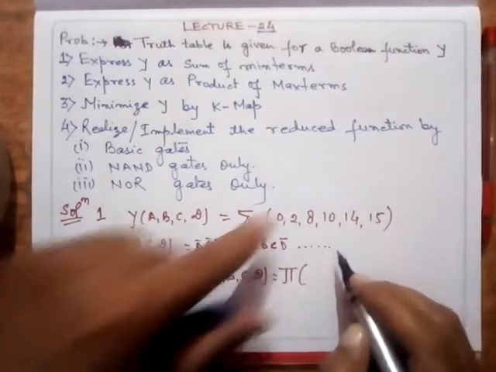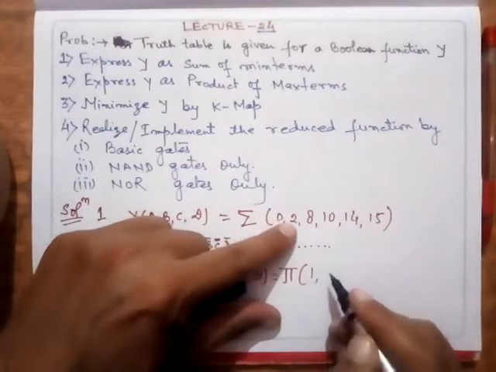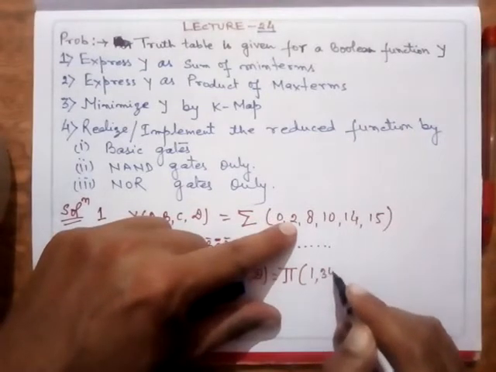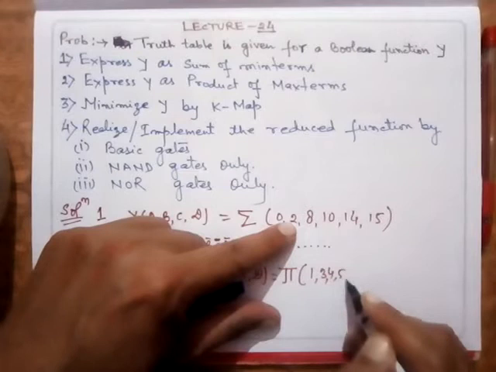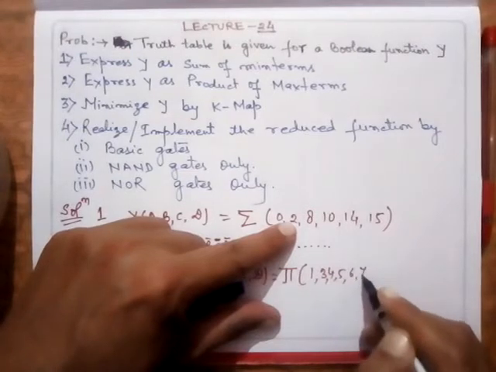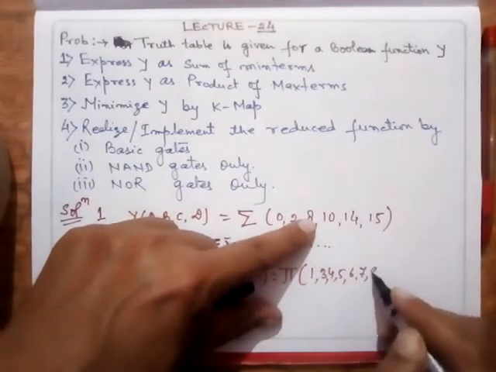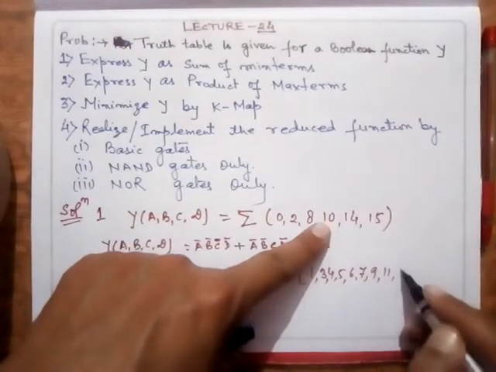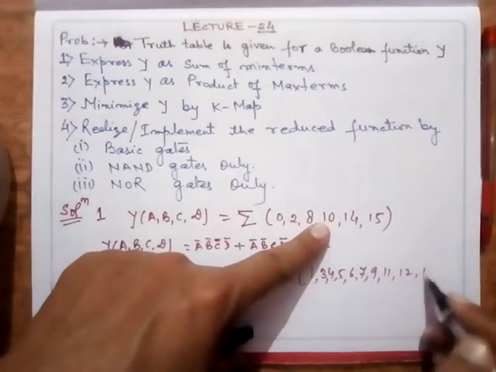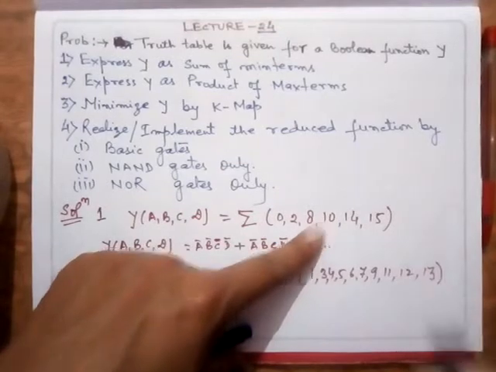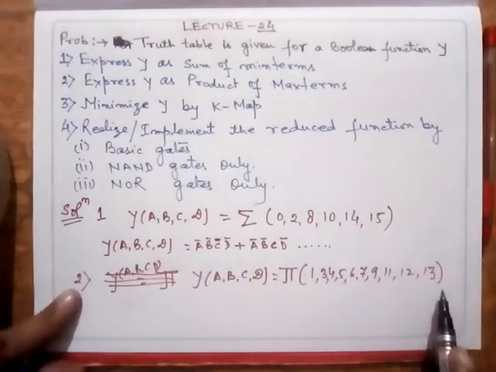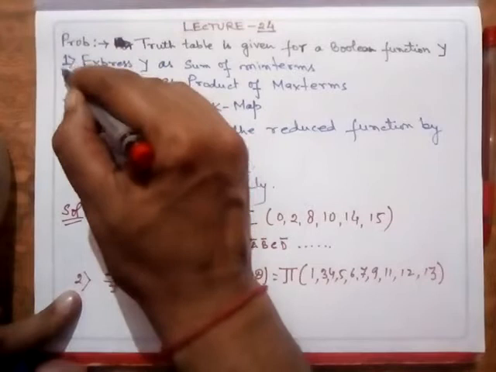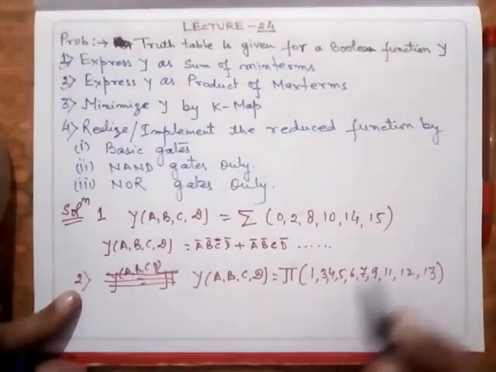Now 0 is here, so 1, 2 is already here, 3, 4, 5, 6, 7, 8 is here, 9, 10 is already here, 11, 12, 13, 14 and 15 are already there. So first part is done, second part is done. I hope this is clear to you.